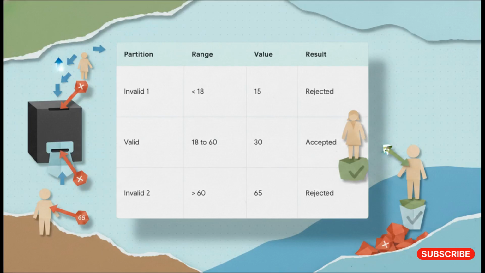Next, we have our valid partition, which represents that accepted range of 18 to 60. We pick one number right in the sweet spot. Let's use 30. We input 30, and the box should happily accept it. Finally, we have invalid partition 2 for any value over 60. We plug in 65, and again, the box should spit it right out and reject it as invalid.